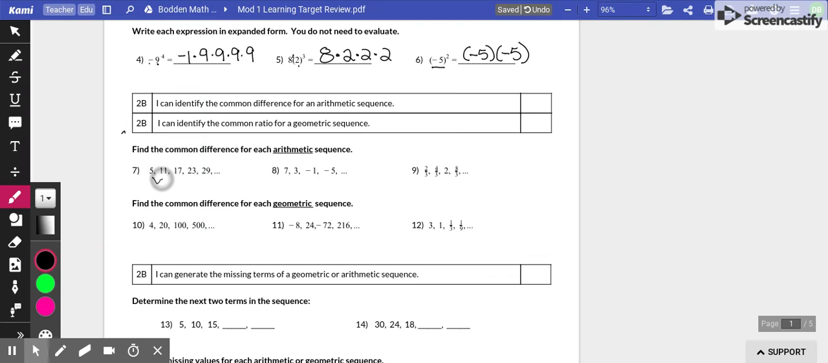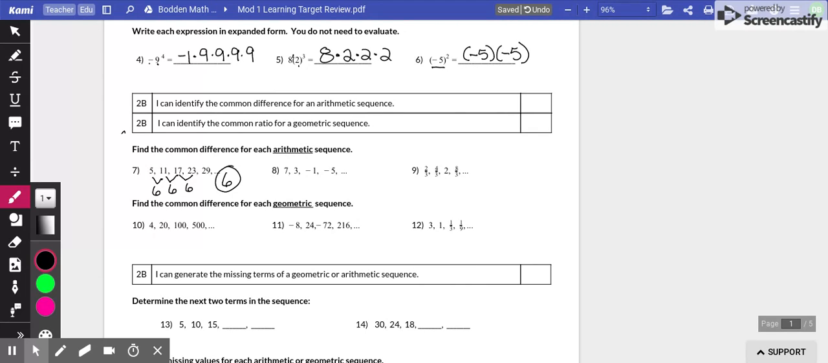So I am looking at how 5 goes to 11, 11 goes to 17, 17 goes to 23. If I subtract 11 minus 5, that gives me 6. 17 minus 11, that gives me 6. 23 minus 17, that gives me 6. So I'm going to say my common difference is 6. I am consistently adding 6 to each term.